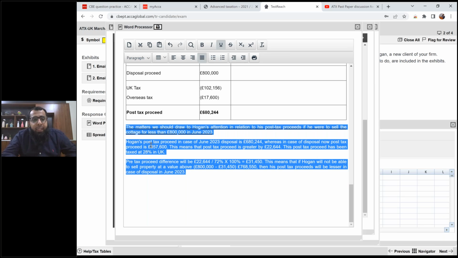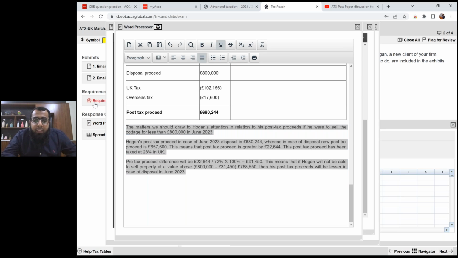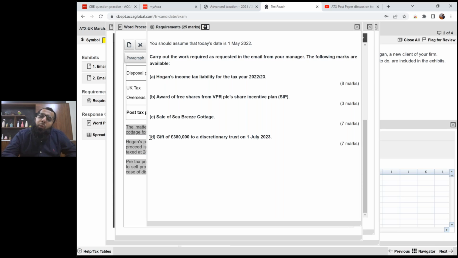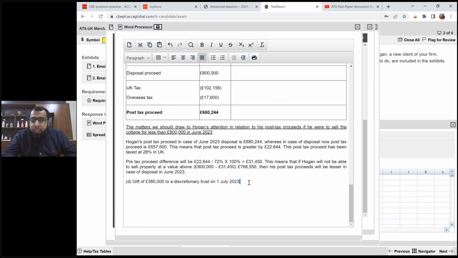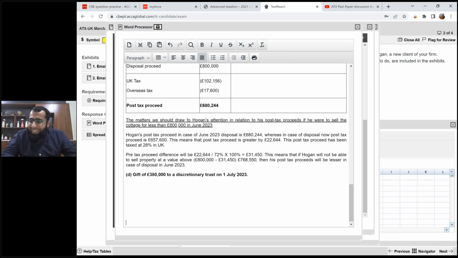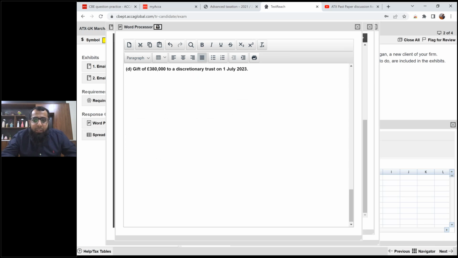Okay, now let's move forward towards the last requirement, which is the gift. This is also a very easy requirement. Gift of 380,000 to a discretionary trust. It's a 7 marks requirement. But before going for it, we'll take a small break because I know that by now your batteries have run out. Okay, so let's take a break of 15 minutes.